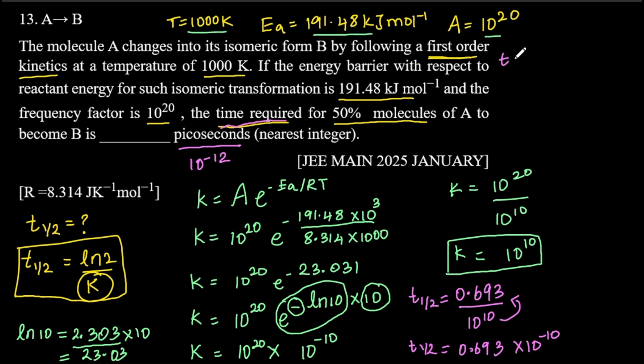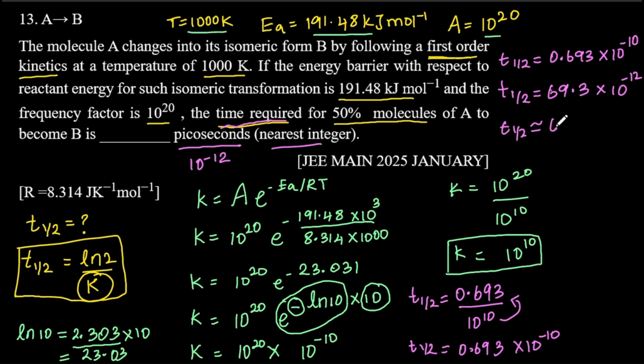So I will write here, T half value we got is 0.693 into 10 power minus 10. Now you have to multiply and divide by 100. When you multiply this number by 100, it will become 69.3. And when you divide, the power will go to the 10 power, so it will become 10 power minus 12. They are asking for the nearest integer. So T half is equal to 69 into 10 power minus 12. Pico is already given. So the answer is 69. This is the answer.